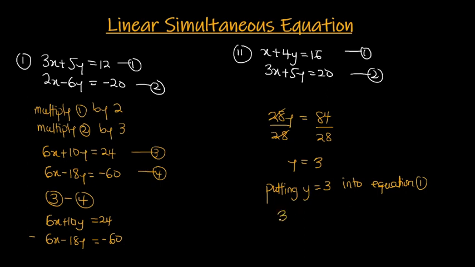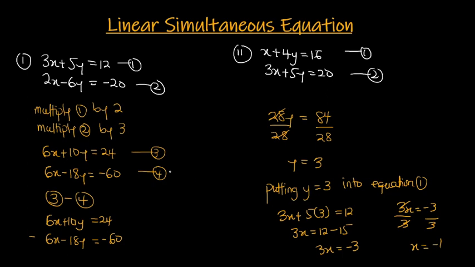So if I do that, I have 3x plus 5 multiplied by 3 is equal to 12. So I have here 3x is equal to 12. 5 multiplied by 3 is 15. Bring it here, it becomes negative, so minus 15. So 3x is equal to 12 minus 15 will give me negative 3. So the value of my x, I divide both sides by 3, x is equal to minus 3. Divide both sides by 3. My x is equal to negative 1. So it means that the value of my y is 3, the value of my x is negative 1.